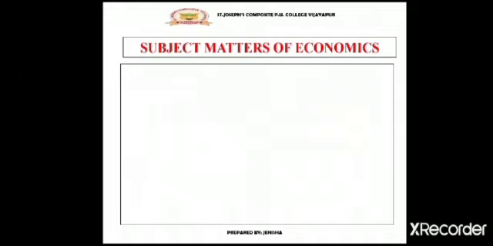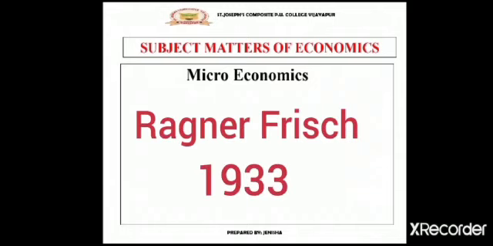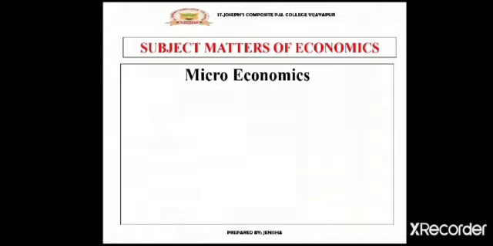Thus, the subject matter of economics is broadly classified into two: microeconomics and macroeconomics. The terms micro and macroeconomics were first coined and used by Ragnar Frisch in 1933. Now we'll discuss the first subject matter, that is microeconomics.